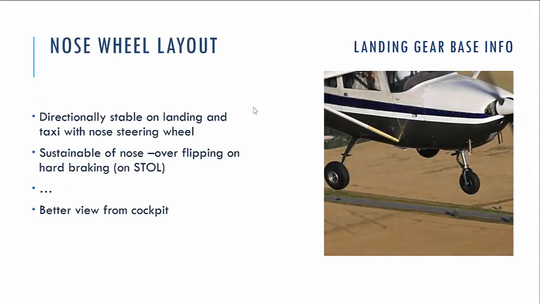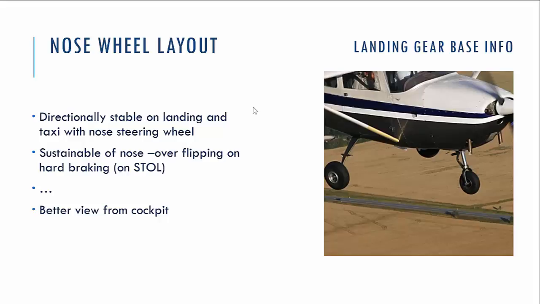So everything is better with nose wheel layout. In this case, first of all, the aircraft is directionally stable on landing and taxi, because in most cases the landing gear, the front wheel, is equipped with a steering mechanism, so you can literally steer the aircraft by pushing pedals.